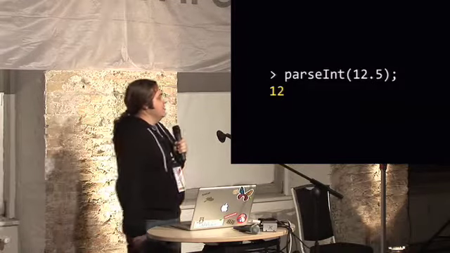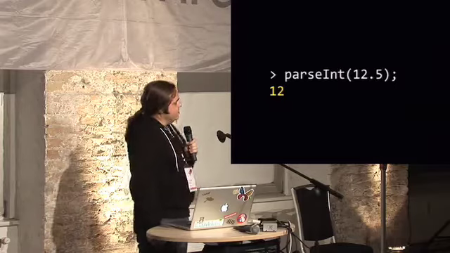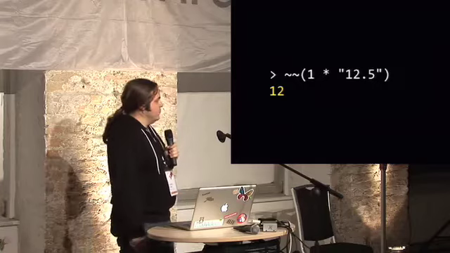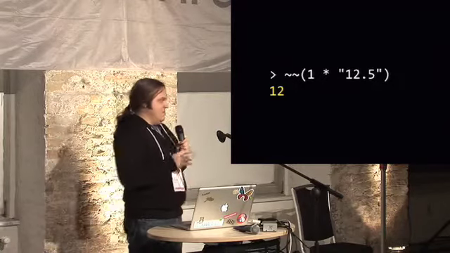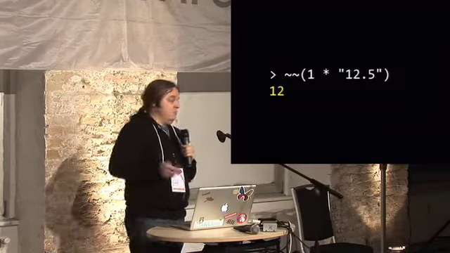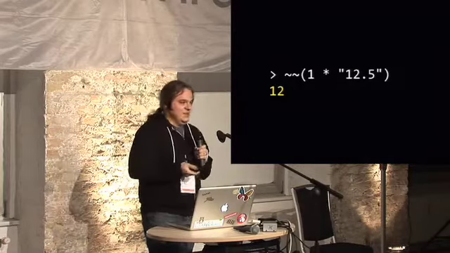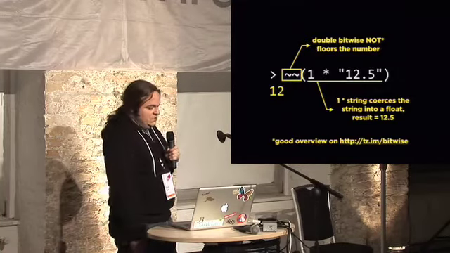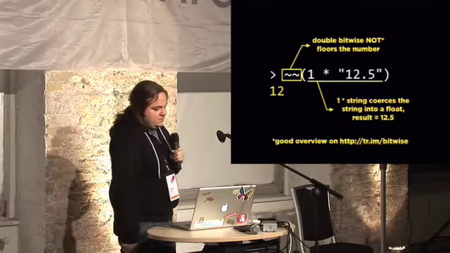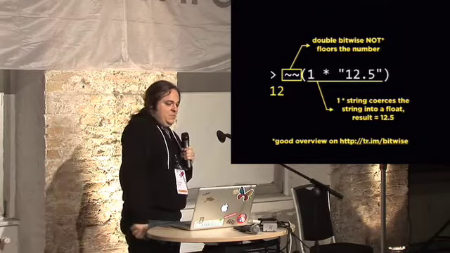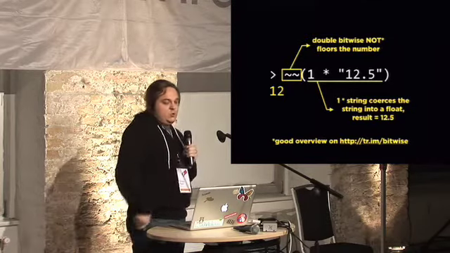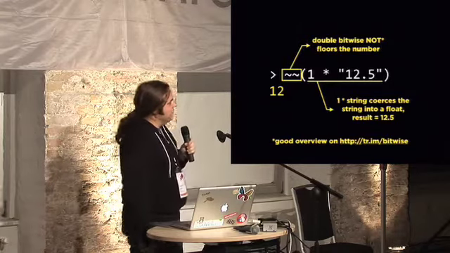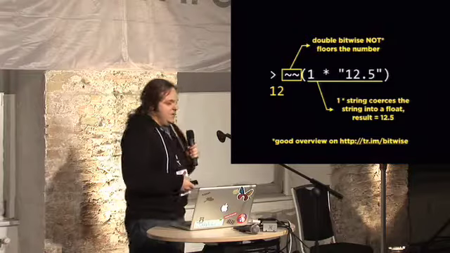For parseInt, parseInt is kind of an expensive operation, mostly because there's a function call involved. So what you can do instead is this. This does, for all intents and purposes, again, the same thing. What's going on here, you might ask. This is a bit tricky. You have a double bitwise not, which floors the number that it's given, and 1 times a string will coerce the string into a float, so it returns 12.5, and the double bitwise not floors the 12.5 to 12.